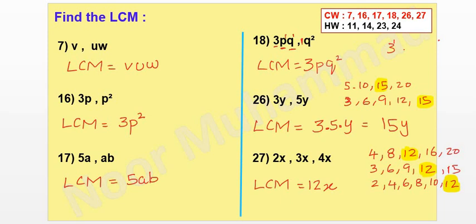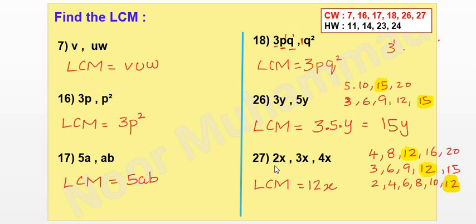So here are all the answers, students. Clearly you can see for this question number 26, I wrote the multiplication table of 5, or you can say the multiples of 5, then I wrote the multiples of 3. I found 15 is the common multiple, and then y is y to the power 1, y to the power 1 is the same, so it's going to be taken once, right?